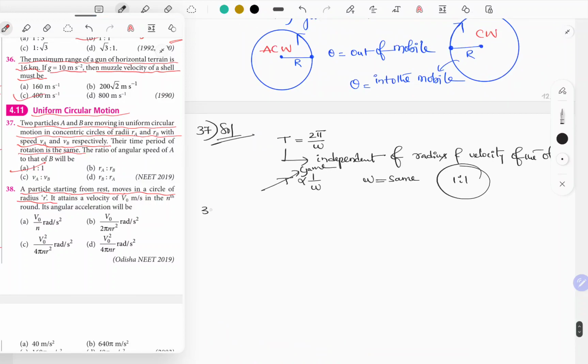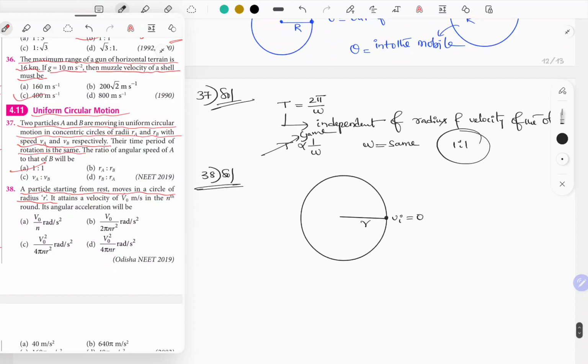Okay, question number 38. It is moving in a circular motion. Starting from rest, it attains a velocity of v0 meter per second in the nth round. So let's say the radius is smaller. Initial velocity is equal to 0; it is initially at rest. Mass of the particle is, let's say, m. Did they give the mass? No, they haven't given it. No need. So it attains a velocity of v0 meter per second in the nth round. Then they are asking for angular acceleration.